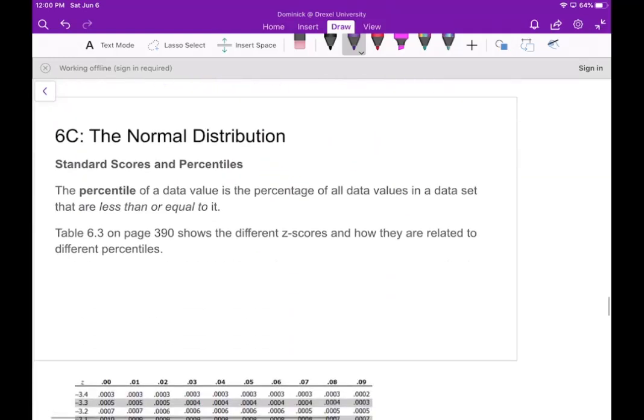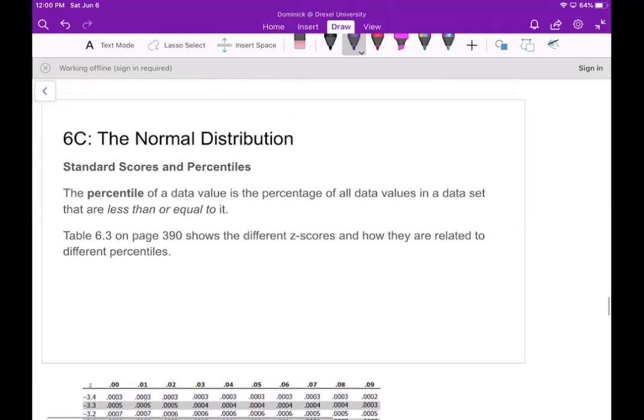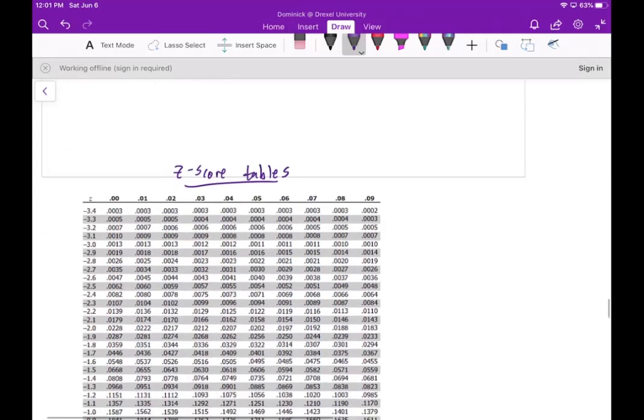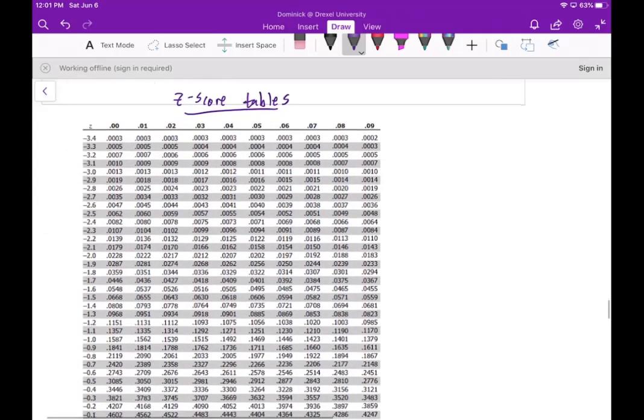Okay, now once you know the standard score, you can use that standard score to find the percentage of all the data values in a data set that are either less than or equal to it. So everything up to that data point. Now, a lot of times these are called z-score tables. And a lot of calculators have this option too, but if you don't have a calculator available, it's nice to be able to have a z-score table handy.